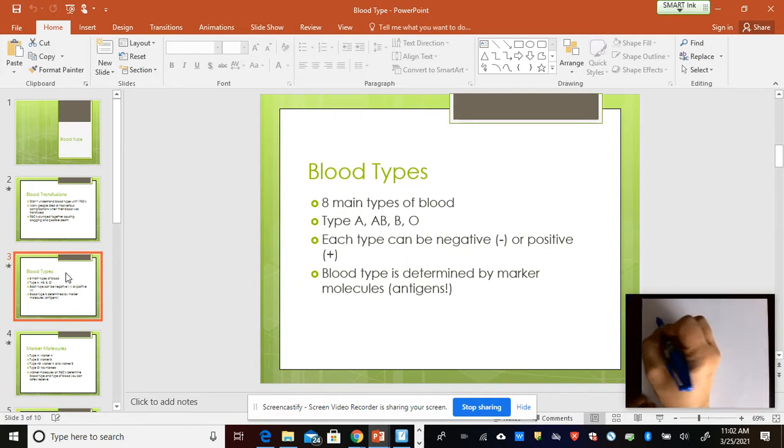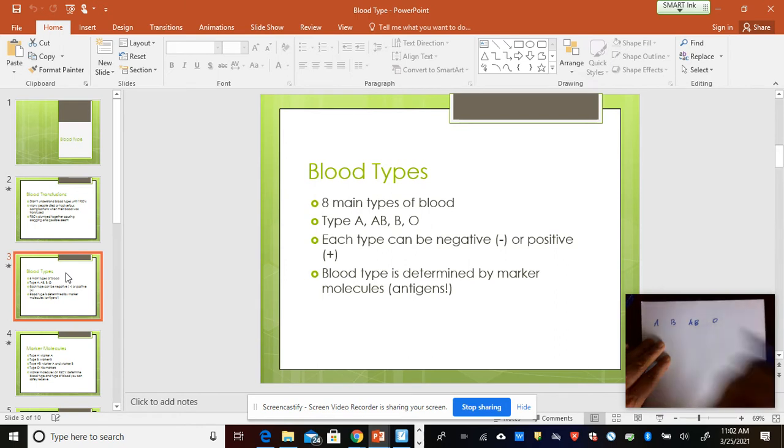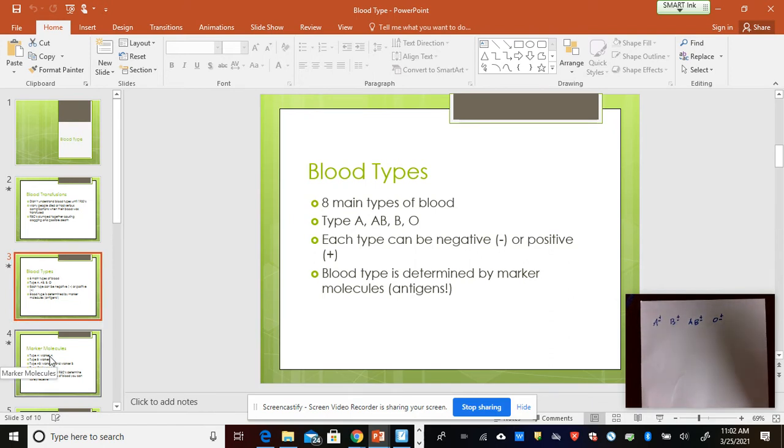So you have type A, then you have type B, you have AB, and then you have O. And each type can also have a positive or a negative form. So that gives us 8 total blood types. And this is actually determined genetically. And this is determined by a marker molecule called an antigen. And you should be familiar with that word because we learned antigens when we studied pathogens. Remember, that was a protein marker on the outside. So red blood cells have a similar structure on the outside of them that determines and identifies it as a specific blood type.